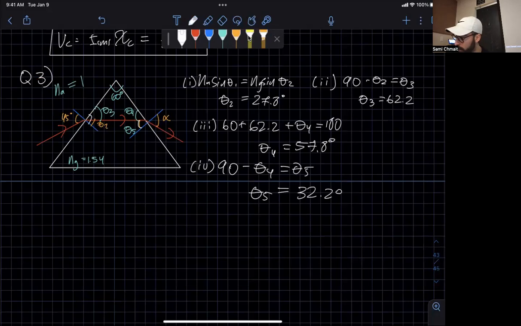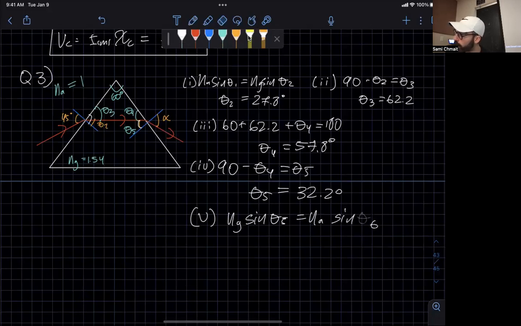You can now apply Snell's law like we did in part 1, and you'll find that you're now escaping the glass. So n of the glass, sine theta 5 is equal to n in air, sine theta 6, which is our angle of, I should call it alpha, like I did before. Alpha, which is our angle of interest. Work that all out, and you'll get alpha is equal to 56.3 degrees.